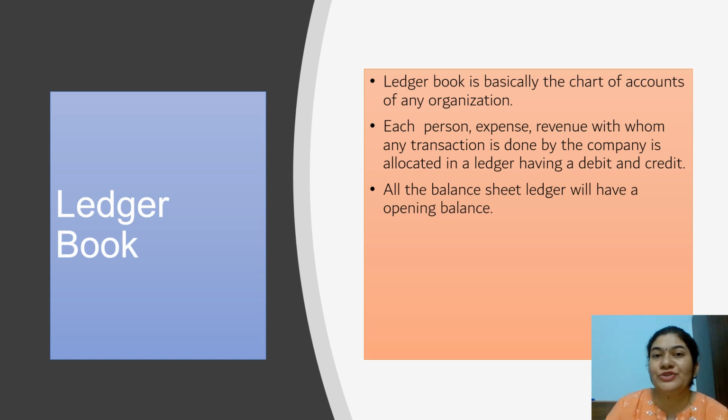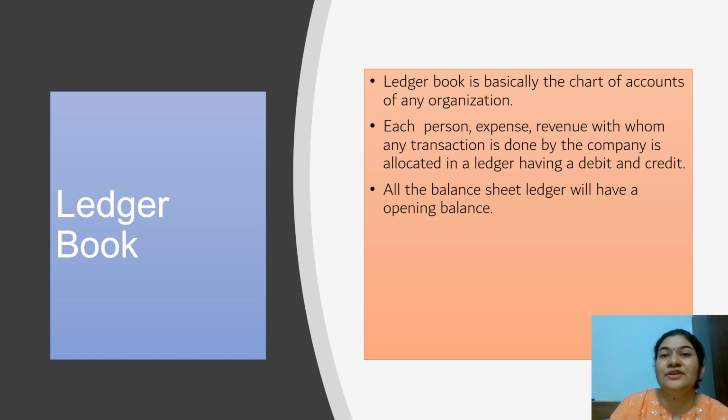They only show the entries related to the current year. So the ledgers which are related to the trading account and profit and loss account will only have the current entries and the closing balance. But the balance sheet, which shows the year on year amounts of the different ledgers, will definitely have an opening balance account.